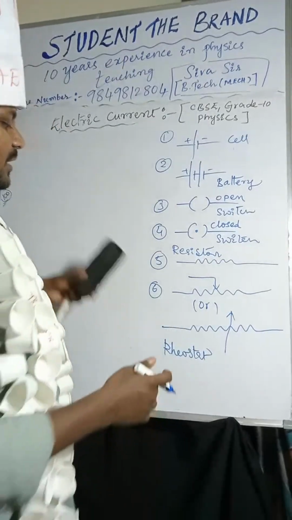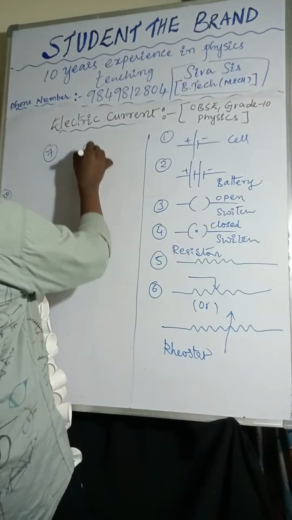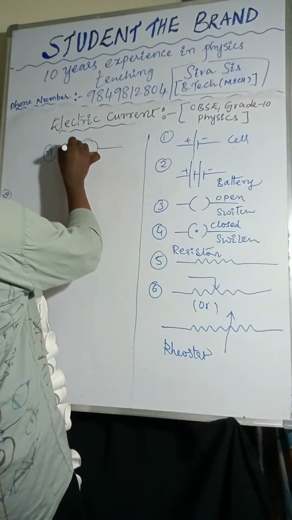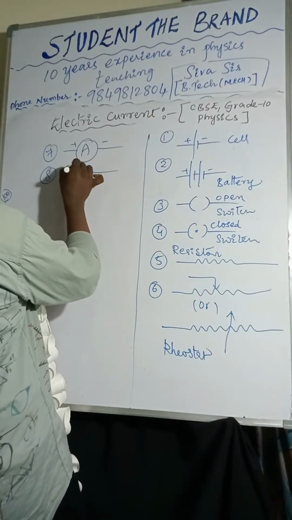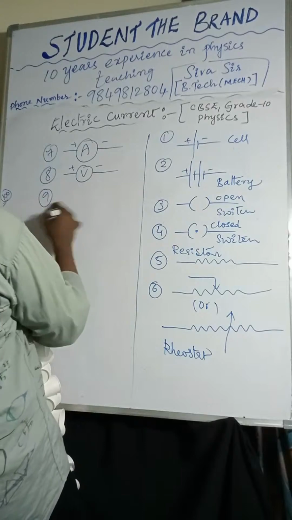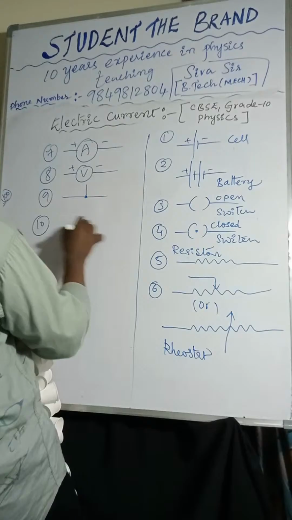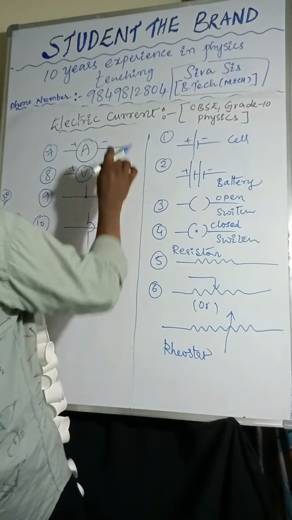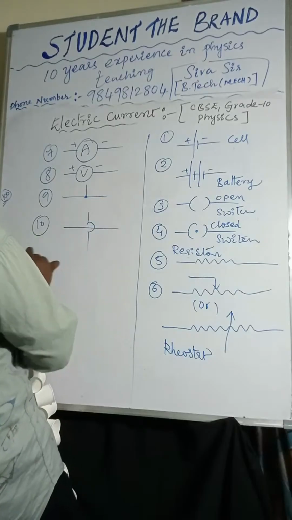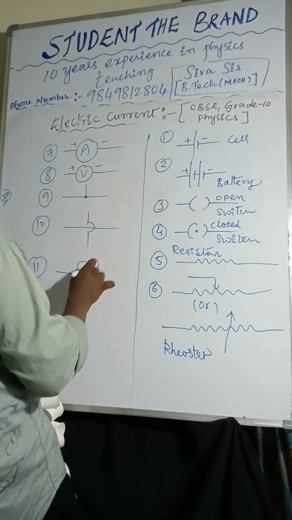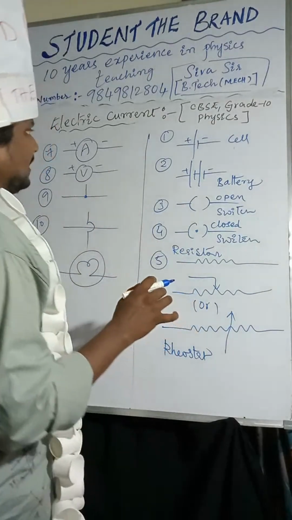Seventh one, ammeter, with positive terminal and negative terminal. Next one, voltmeter, with positive terminal and negative terminal. Then wire joining, and the tenth one is wire crossing. And the eleventh one, bulb. So this is about the electrical appliances.